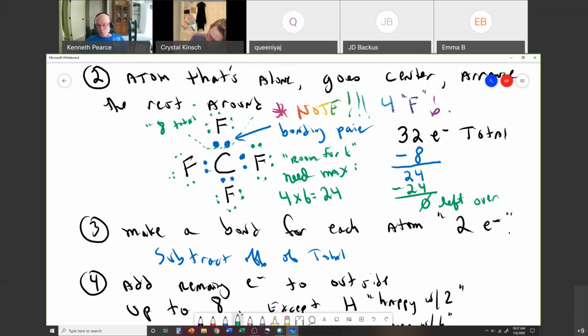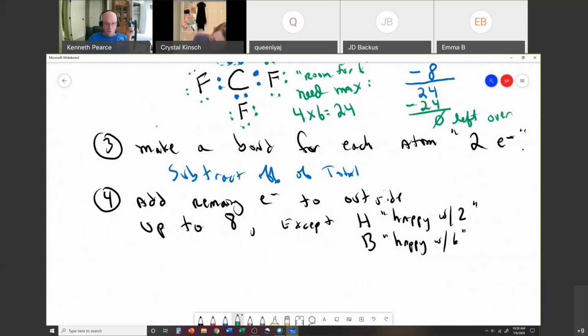Now, it is very important that we do not add any more electrons than what you have. It's also important that we use up all the electrons, so we should always have 0 left over at the end, no matter what we do. All right, so don't just add electrons in there because it doesn't look right, okay? Just make sure.